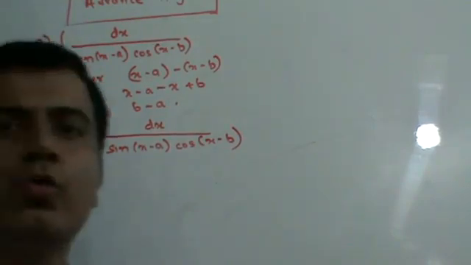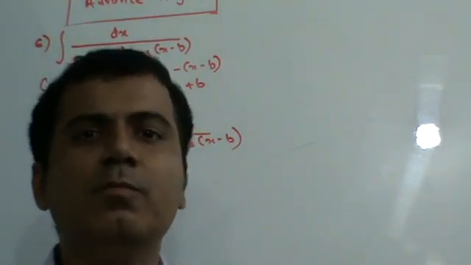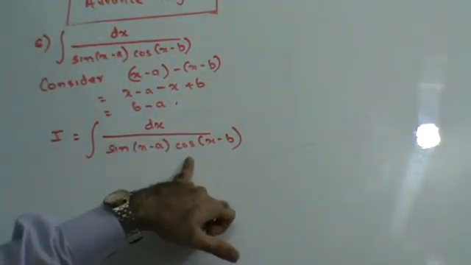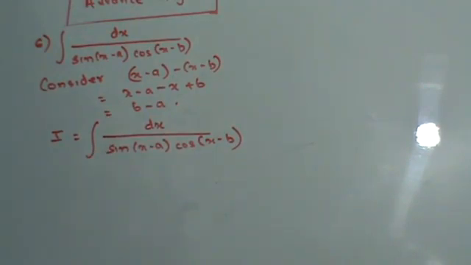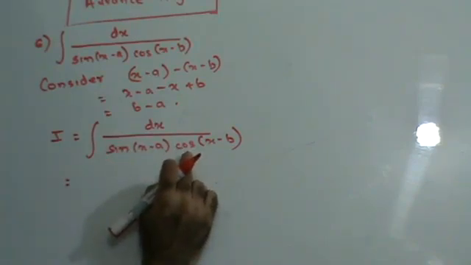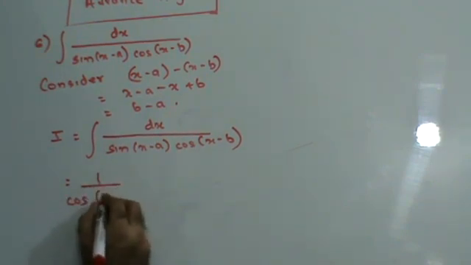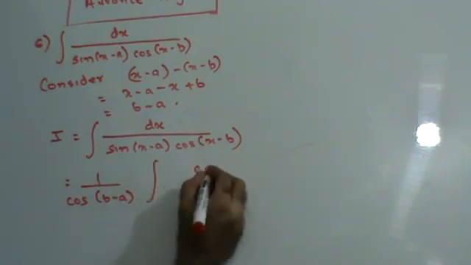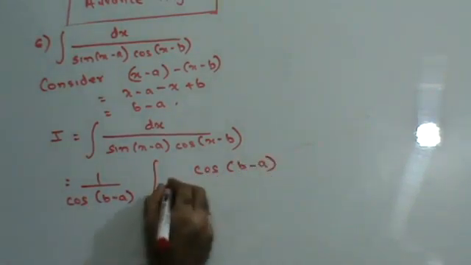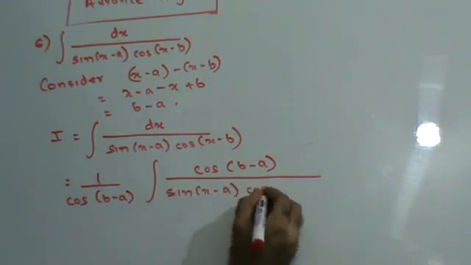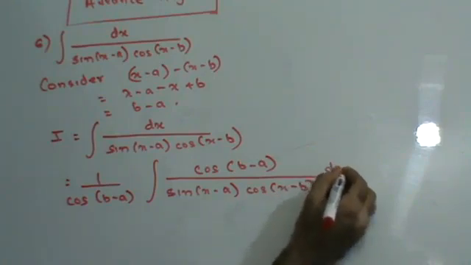In the previous sum you had similar trigo ratios. In this sum you have dissimilar trigo ratios, right? Your trigo ratios are sine and cos. When you have similar trigo ratios, you multiplied and divided by sine of the constant. When you have dissimilar trigo ratios, you will divide by cos of the constant. You will divide by cos, multiply by cos. This is sin(x minus a) cos(x minus b) dx.